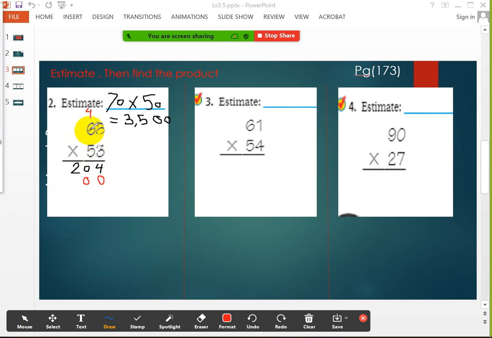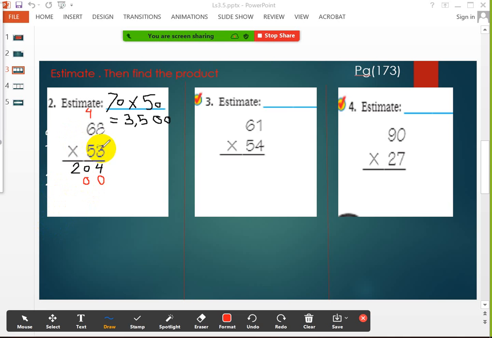Now 5 multiply 6 equals what? 5 multiply 6. Timetable 5. No, timetable 5, the answers will start with 0 and 5 only, right?